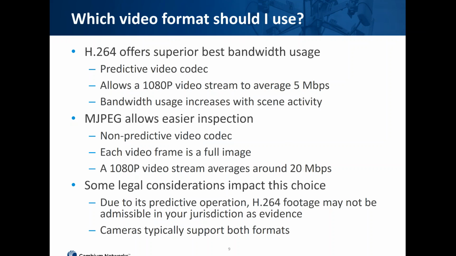So MJPEG is a non-predictive video codec. Say you're doing a 30 frames per second video, every one of those video frames is a full image. So it has a couple of advantages and some disadvantages. I'll cover the disadvantages first, in that it's much higher bandwidth use. You can see it's around 4 times higher than H.264 from my experimentation. So that's a significant increase in the amount of video traffic. There's some compression that can be done to get it a bit lower than that, but it's typically much higher than H.264.